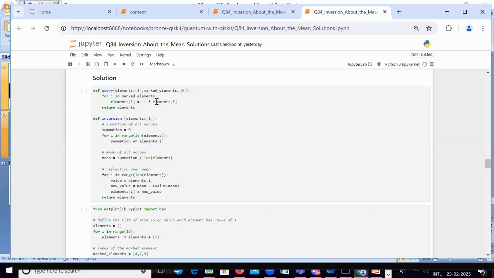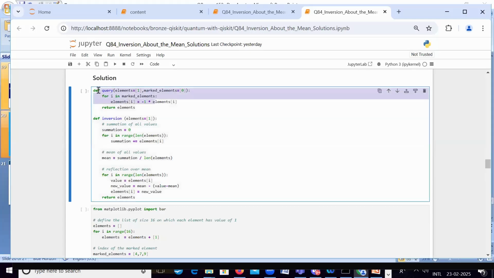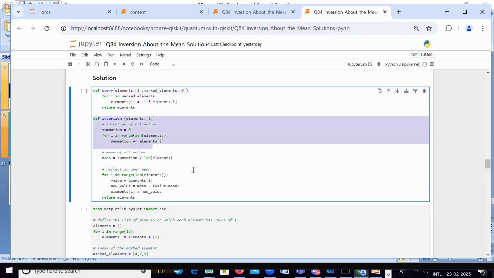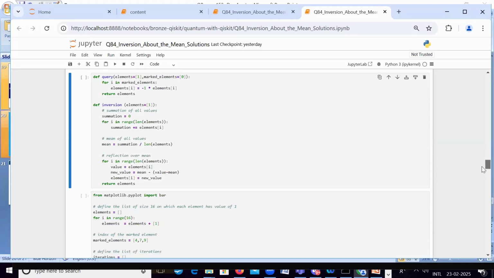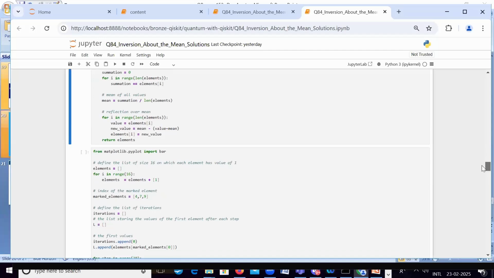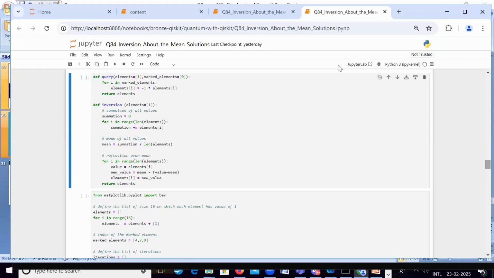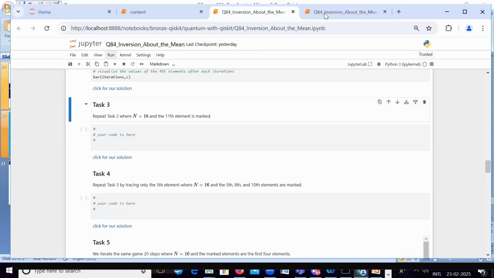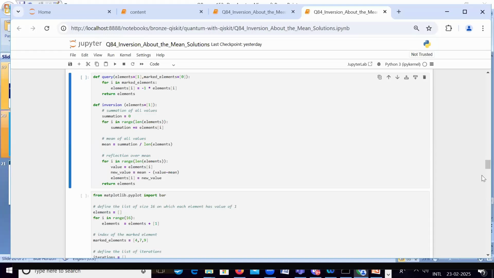Again, the similar definition that performs the query operation and the inversion operation in the same way. And there is a one fixed condition to apply, the 11th element.